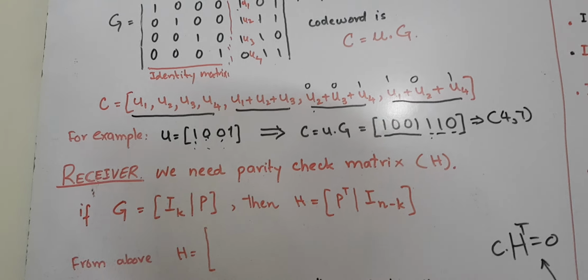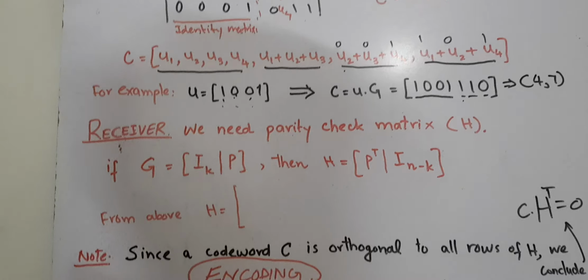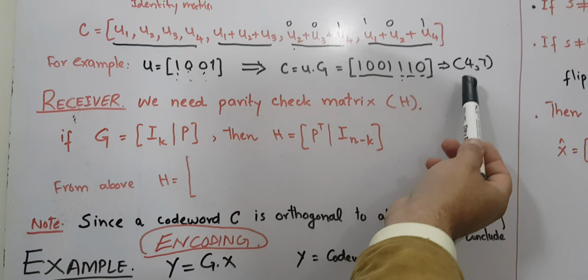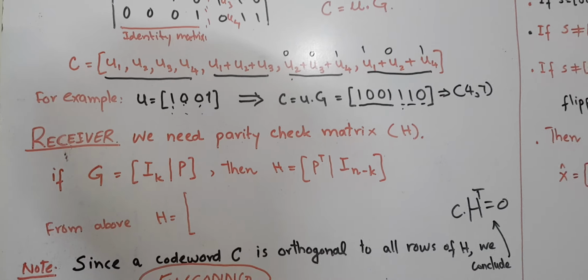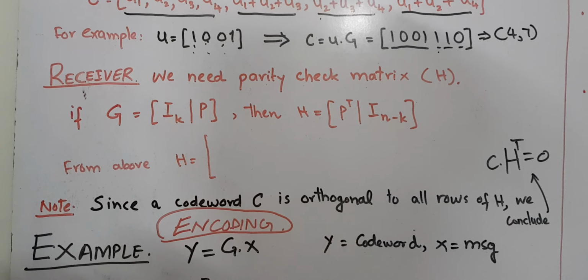And the second part is on the receiving side. When the code word is propagated over the channel, and on the receiving side you receive the code word from the noisy channel, then you need to decode it.